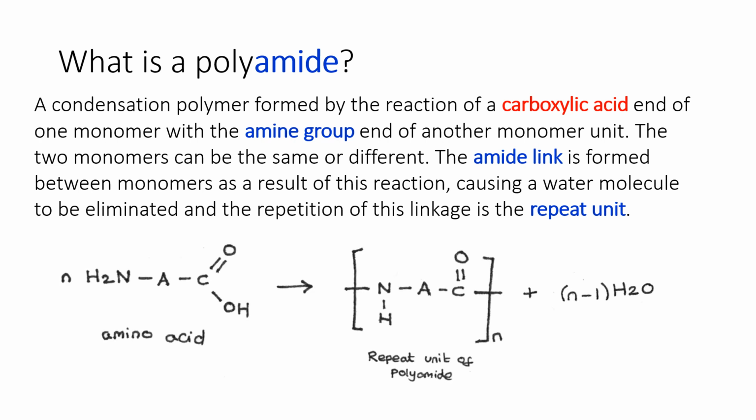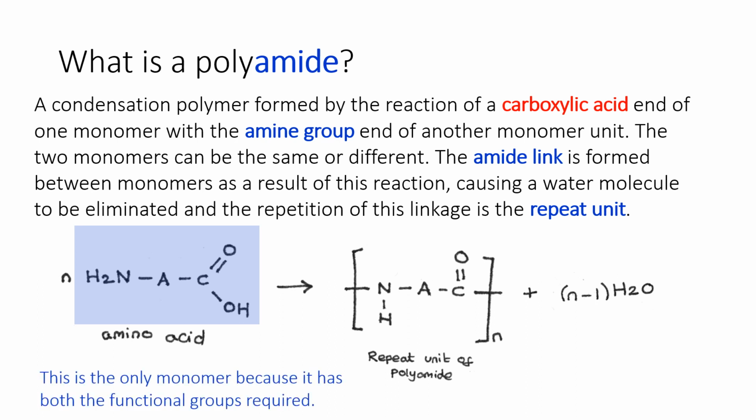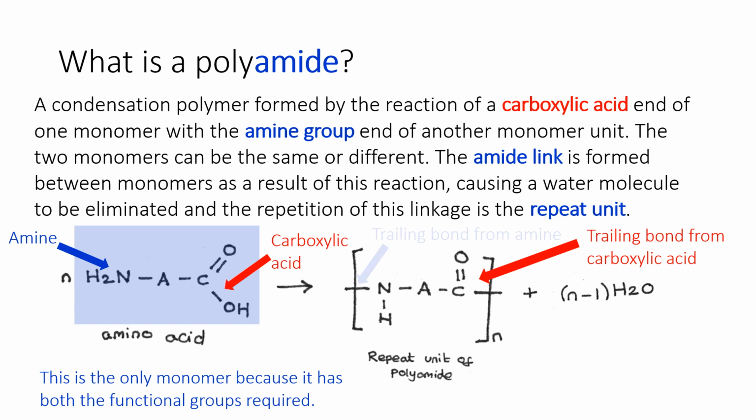So in this example, we've got an amino acid, and you can see it's got an amine end and a carboxylic acid end. So what that means is when you draw the repeat unit, you have to make sure that the trailing bond on one side is from the carboxylic acid, and the trailing bond on the other side is from the amine.